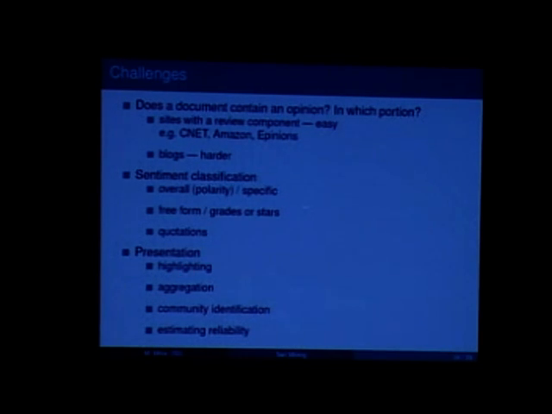By highlighting, I mean, if you answered yes to whether a document contains an opinion, and if you've identified which portion of the document contains an opinion, then highlighting that portion is relatively easy. So then the user looks at the subset of a document and does the rest of the homework on his own.